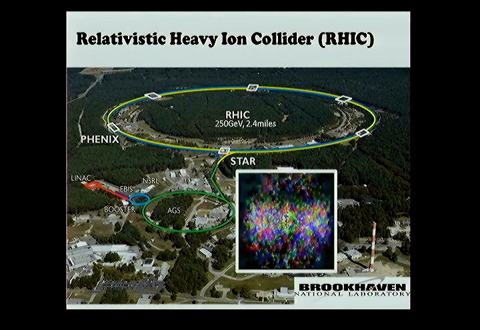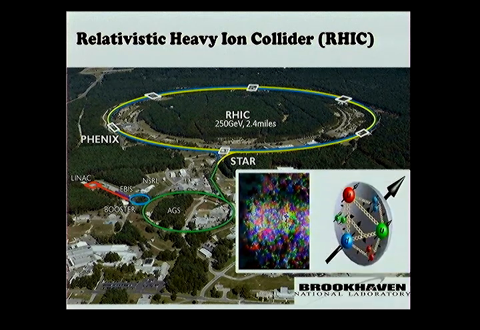By colliding heavy ions, we generate high-temperature quark gluon plasma. Quark gluon plasma existed in the very beginning of our universe, less than 10 to the minus 21 seconds after the Big Bang. The temperature of the quark gluon plasma is about 4 trillion degrees Celsius, which is about 250,000 times hotter than the center of the sun.